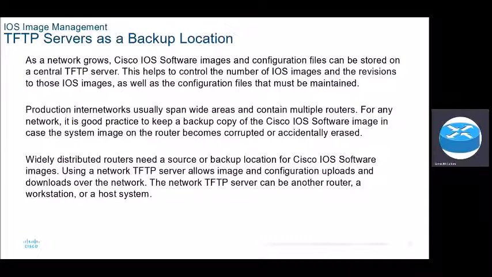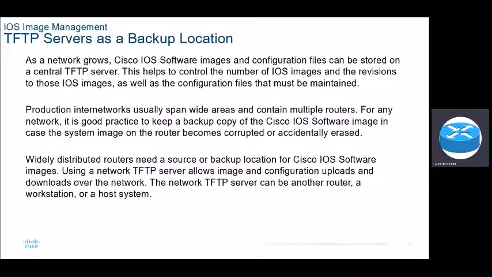So Cisco IOS software images and configuration files can be stored on a central TFTP server. This helps to control the number of IOS images and the revisions for those IOS images, as well as configuration files that must be maintained. Production internetworks usually span wide areas and contain multiple routers. For any network, it is a good practice to keep a backup copy of the IOS software image in case the system image on the router becomes corrupted or accidentally erased.